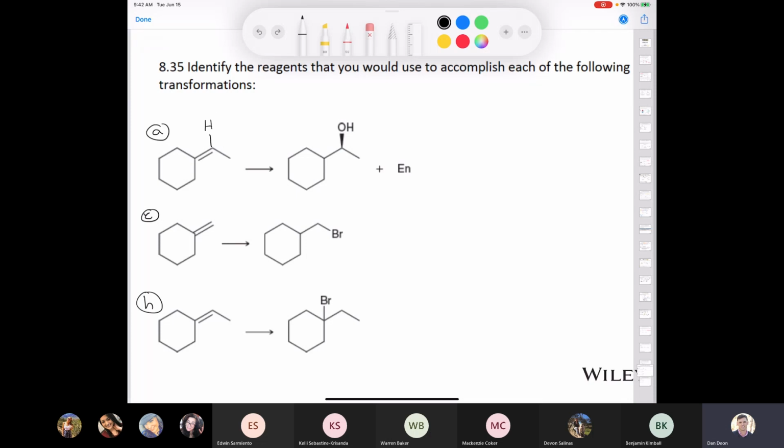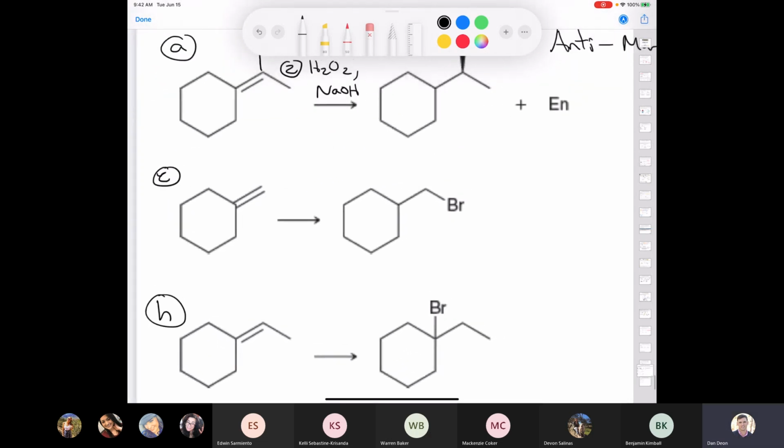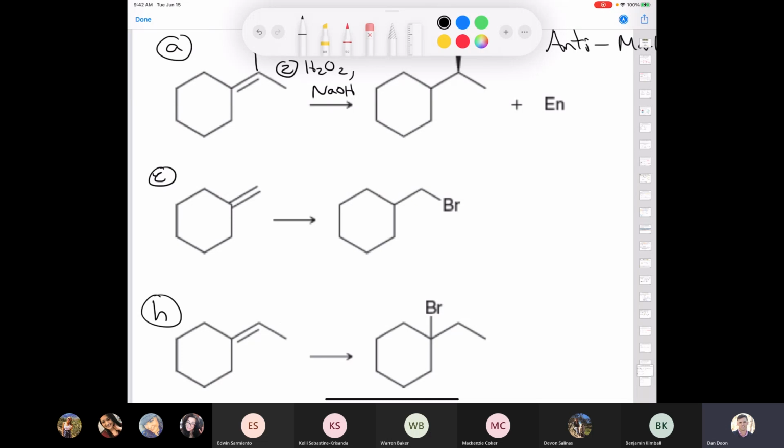And the only way that we know how to do anti-Markovnikov addition is the first step to treat it with borane and THF, followed by hydrogen peroxide and sodium hydroxide. So those are the conditions for anti-Markovnikov addition of water across a double bond. What about the next one? What about C? Would this be considered a Markovnikov or anti-Markovnikov addition of HBr? This one here.